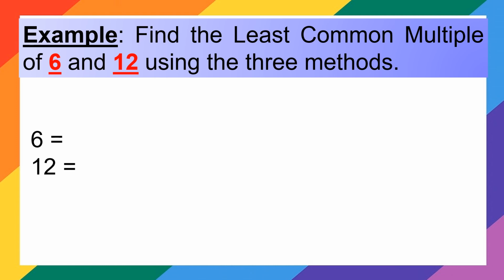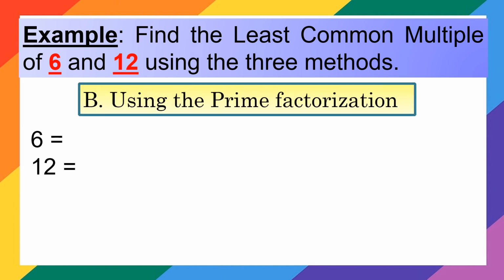So let's proceed to the next method, which is the prime factorization. So we're going to draw a factor tree for both of these two numbers. First, we're going to find the prime factors of 6. You're going to think of two numbers that if you multiply them, the product is equal to 6. So that is 2 and 3. So 2 and 3 are already prime numbers. It means that there are only two factors. So you're going to write it here, 2 and 3.